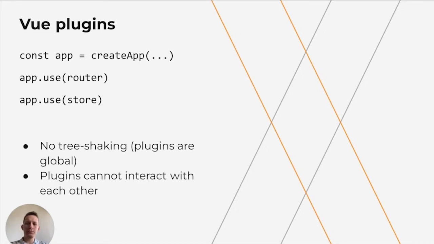Another disadvantage is that the plugins cannot interact with each other. For example, I would like the router to add functionality to my application routing, and I would like another plugin, a checkout plugin, to add some routes to that plugin, which in Vue plugins is not that easy.